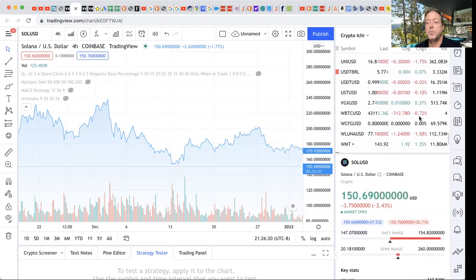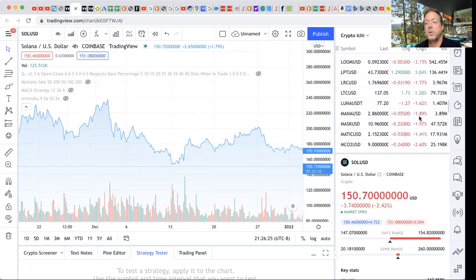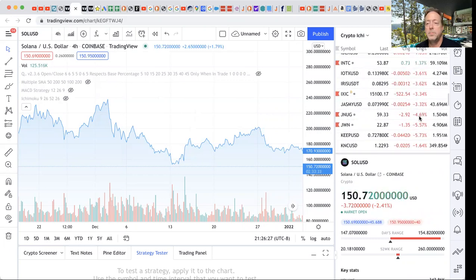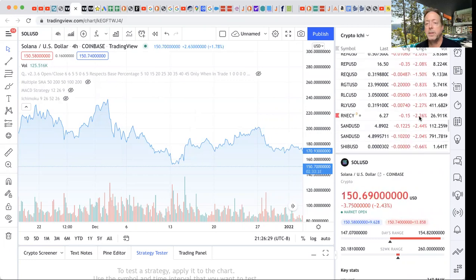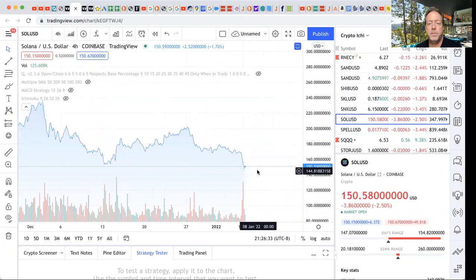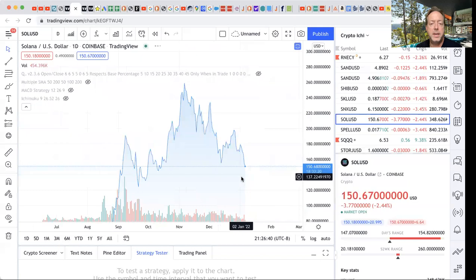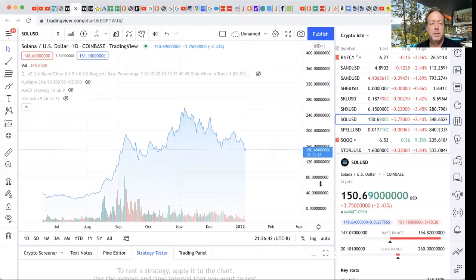It's been pretty much a red day for most of the day. You can see a lot of red going on. It's not all red, but it's been a down day. So let's take a look at this. Right now we are at 150.61. Let's change this from the 4-hour to the 1 day to get a wider view of the history of Solana.